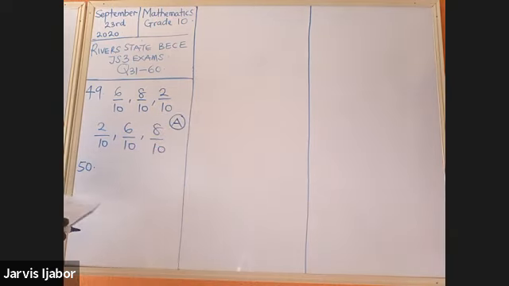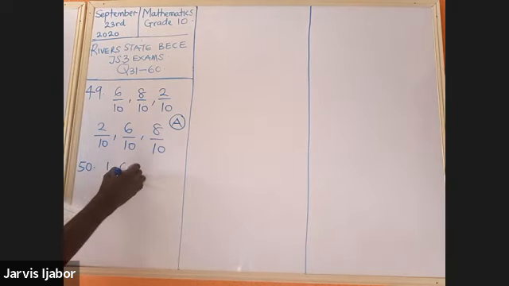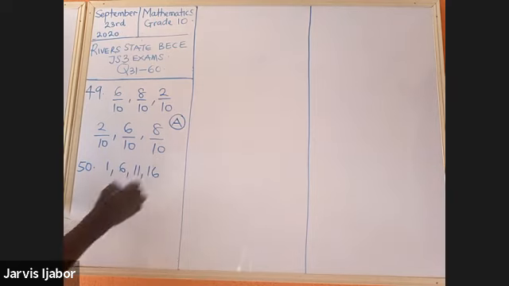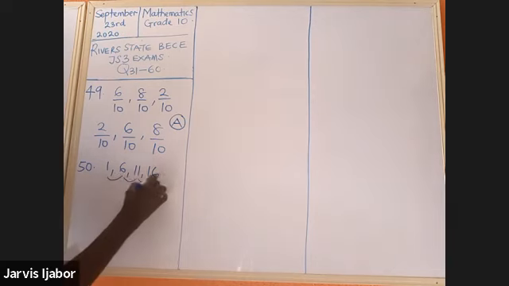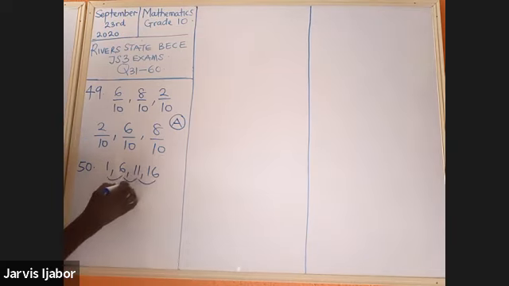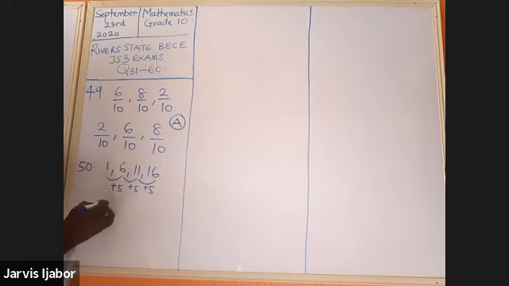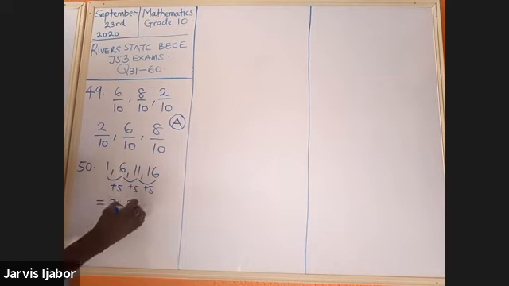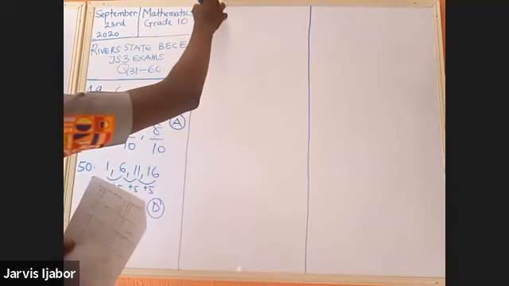In question 50, give the next two terms of this sequence. What's the sequence? We have 1, 6, 11, and 16. A sequence is defined by the pattern. Look at this, you're adding 5. So the next two will be 21 and 26. So that option will be D.